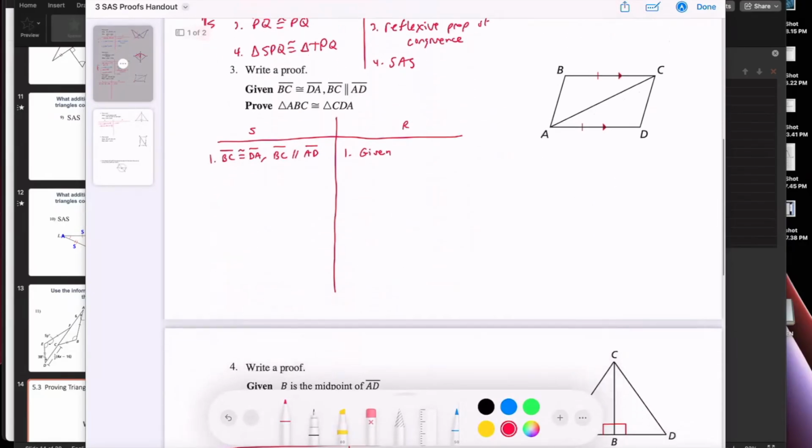Okay, let's look at just a couple more here because they're all slightly different. Okay, so if I look at the givens here, we do have just the one congruent statement, and these are sides, right? Not an angle. So we do have one.